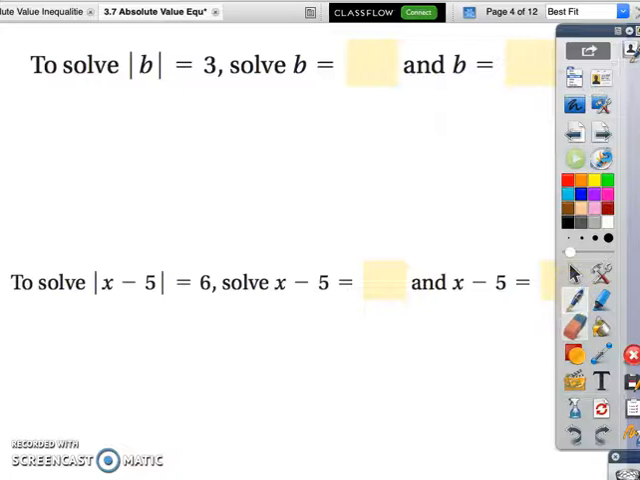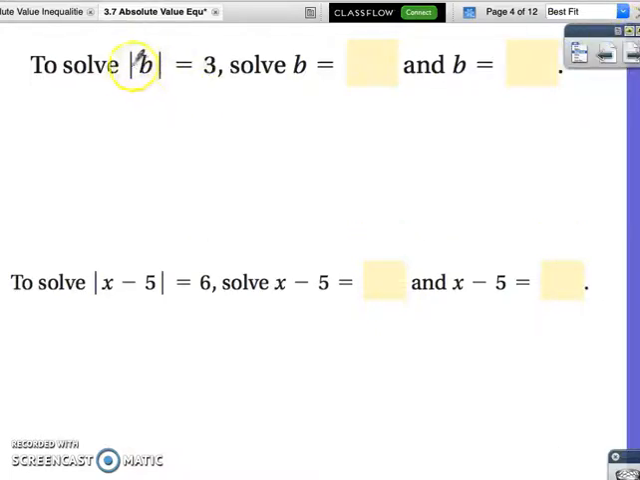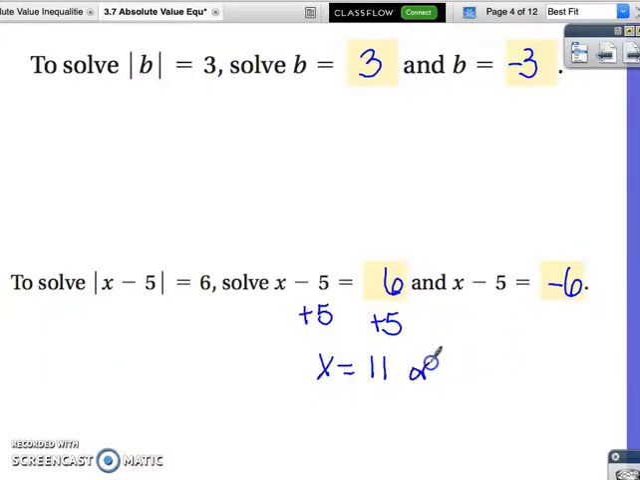To solve something inside absolute value equal to 3, you're going to solve b equals 3 and b equals -3. If this was an actual expression, like the absolute value of x minus 5 equal to 6, you're going to do x minus 5 is equal to 6 and x minus 5 is equal to -6. To solve, I would add 5 to both sides and x equals 11, or add 5, and x is equal to -1.